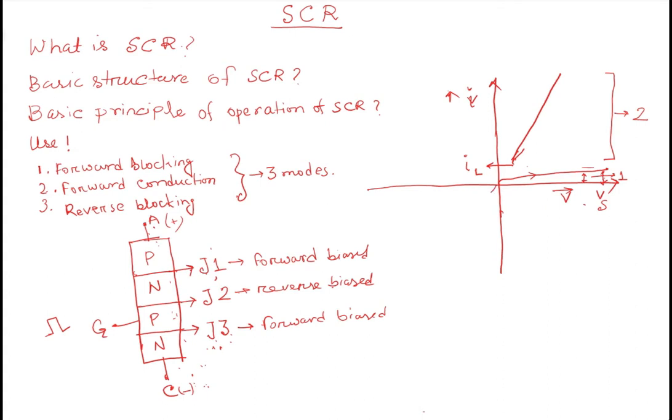If we draw it, it will be like this. Similarly, if this negative to positive voltage goes beyond some limit, avalanche breakdown will occur in the two junctions, J1 and J3. In that case also, very high current will start flowing in the opposite direction. So this is my reverse blocking mode region.